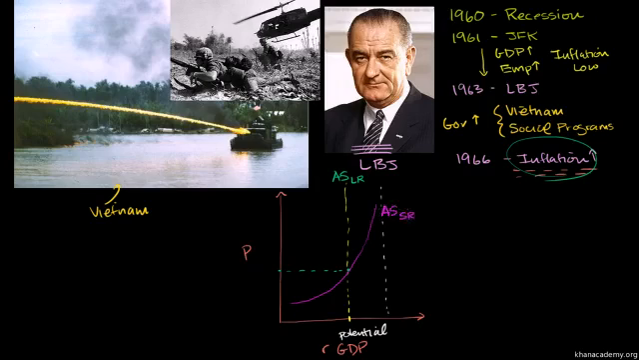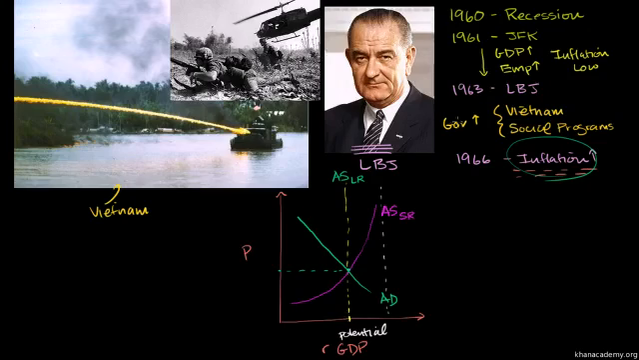And let's draw our aggregate demand. I'll do that in this green color. So aggregate demand might look something like that. So that is our aggregate demand. So this is 1964, 1965. Here we are. The economy is humming along at its potential.